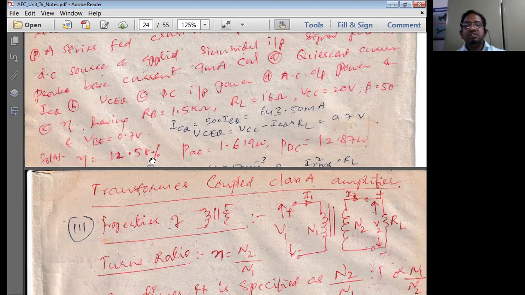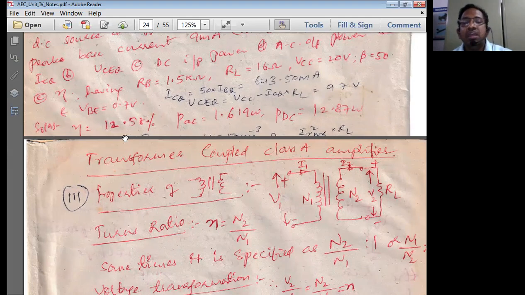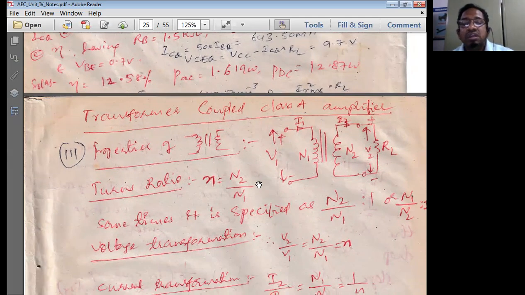See the efficiency, it is really very, very low. Any value which is less than 50% efficiency is nothing but a poor efficiency. Therefore, it is really a poor efficiency. Maximum efficiency itself is 25%. Now we are getting only 12.58%. So very poor efficiency is the result of the class A series fed power amplifier circuit.